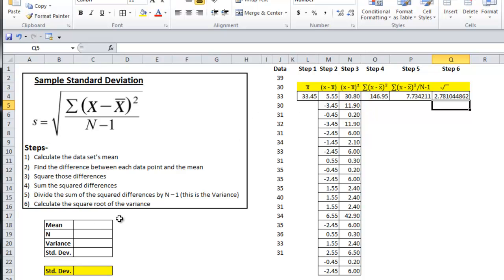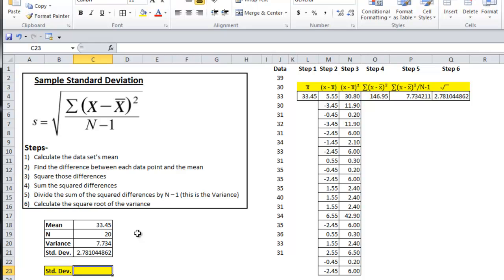So the mean is 33.45, n, the number of data points, is 20, the variance equals 7.734, and the standard deviation is 2.78.